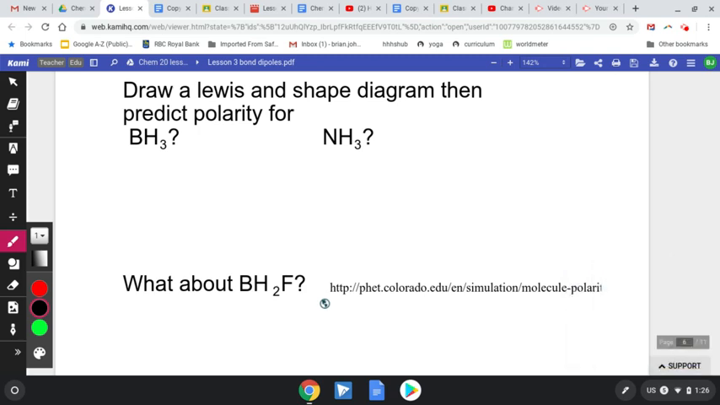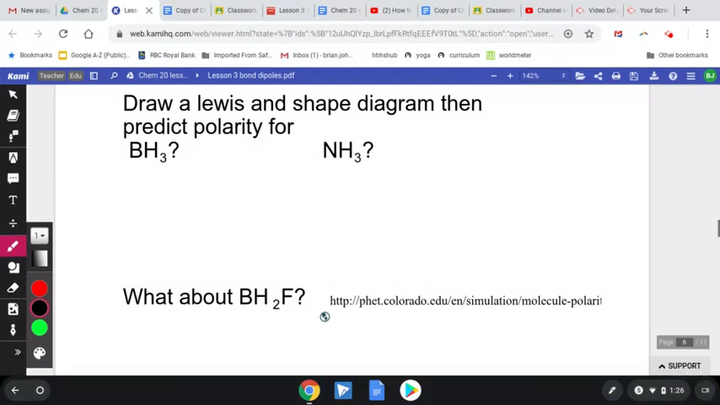Let's get rid of that. So you guys hopefully were playing with the PhET and you have a pretty good idea of bond polarity and what that looks like. So what we're going to do now is practice with a few more examples.